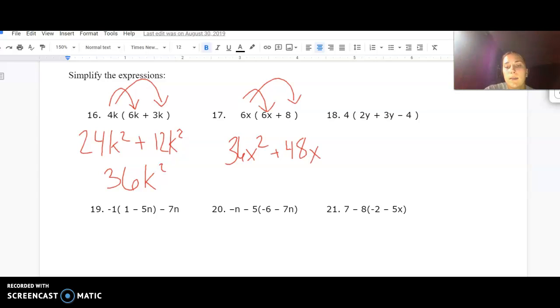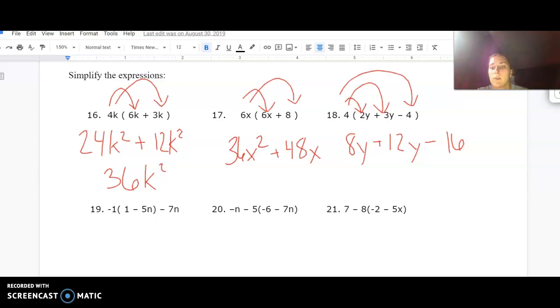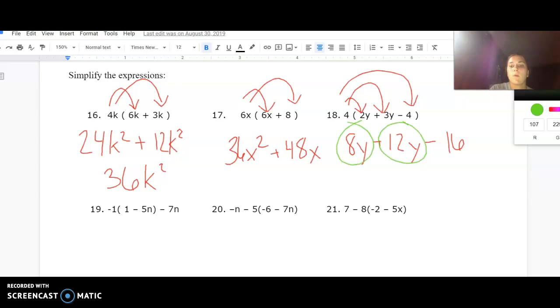For number 18, we are going to multiply. We have 8y plus 12y minus 16y. So we're multiplying a positive and a negative, so that gives us a negative there. We can combine these two because they are both y. That will give us 20y minus 16. Okay?